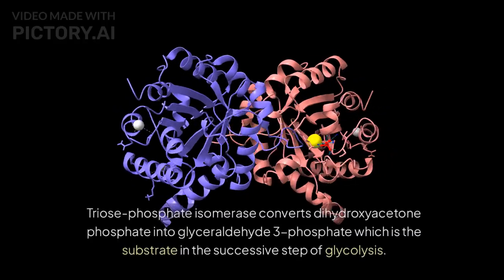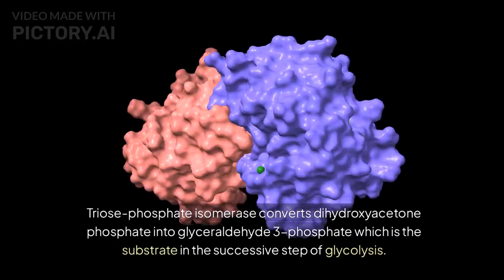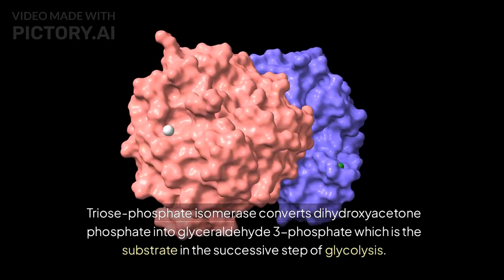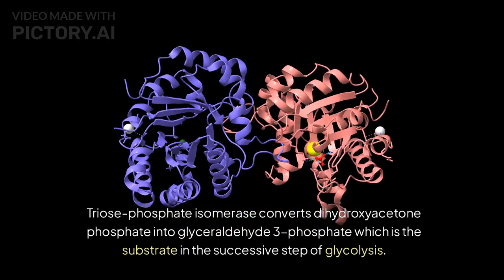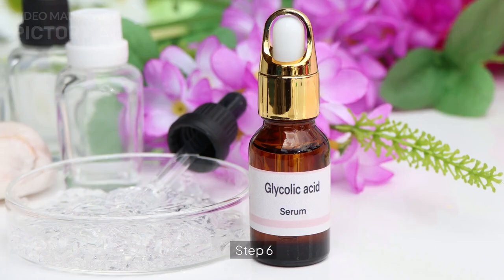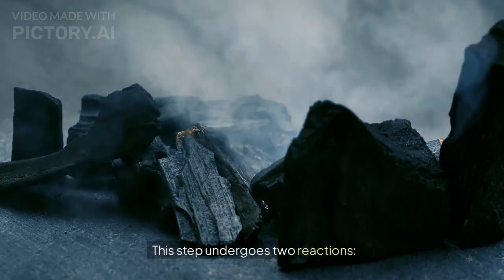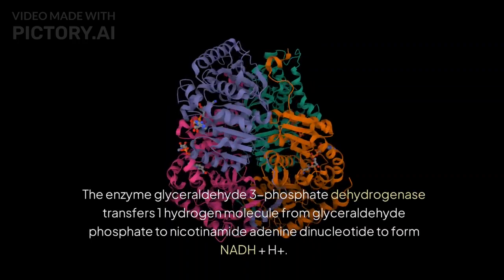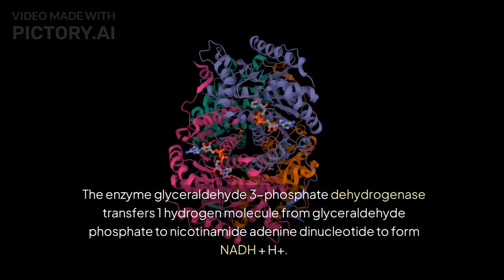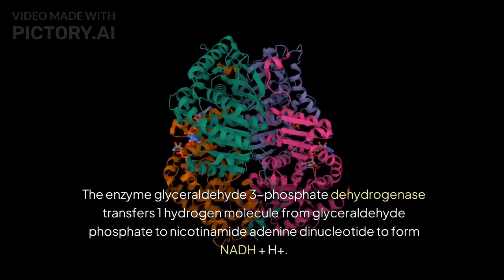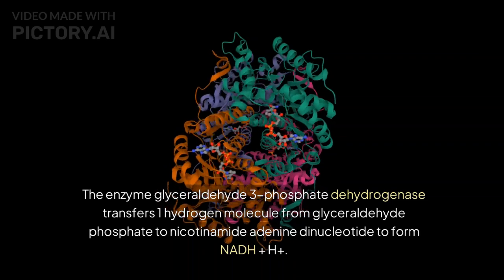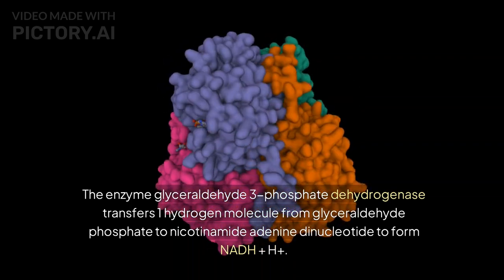Step 5: Triose phosphate isomerase converts dihydroxyacetone phosphate into glyceraldehyde 3-phosphate, which is the substrate in the successive step of glycolysis. Step 6: This step undergoes two reactions. The enzyme glyceraldehyde 3-phosphate dehydrogenase transfers one hydrogen molecule from glyceraldehyde phosphate to nicotinamide adenine dinucleotide to form NADH plus H+.